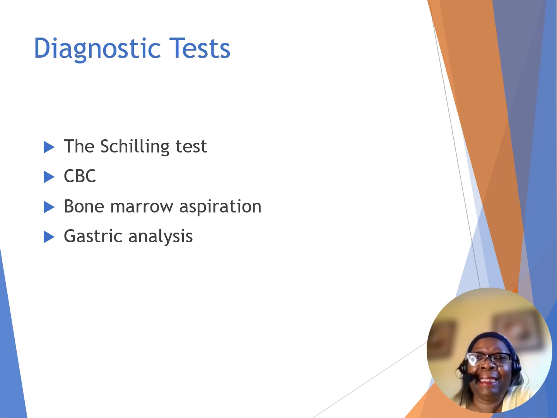Okay, some diagnostic tests could be the Schilling test, the CBC, bone marrow aspiration, and gastric analysis. But of the diagnostic tests listed, the bone marrow aspiration biopsy is the one I want to focus on because this test involves taking a small amount of bone marrow fluid, what we call aspiration, or solid bone marrow tissue, what we call a core biopsy. And they are checked for the number, size, and maturity of blood cells or abnormal cells.